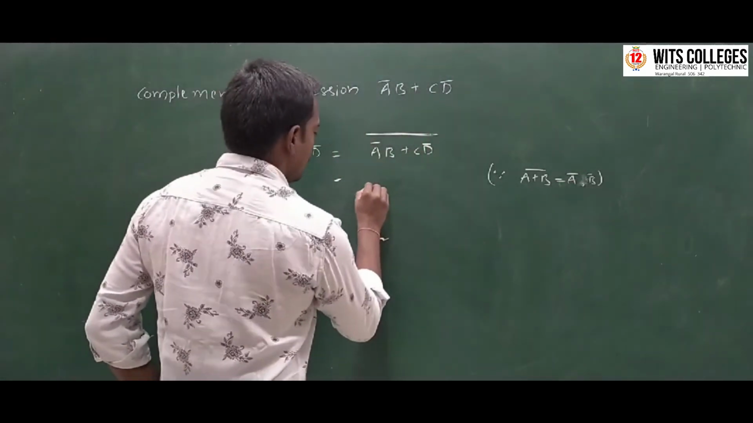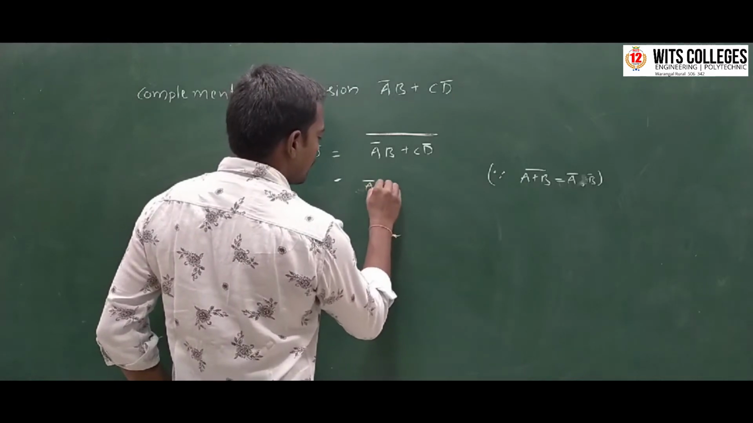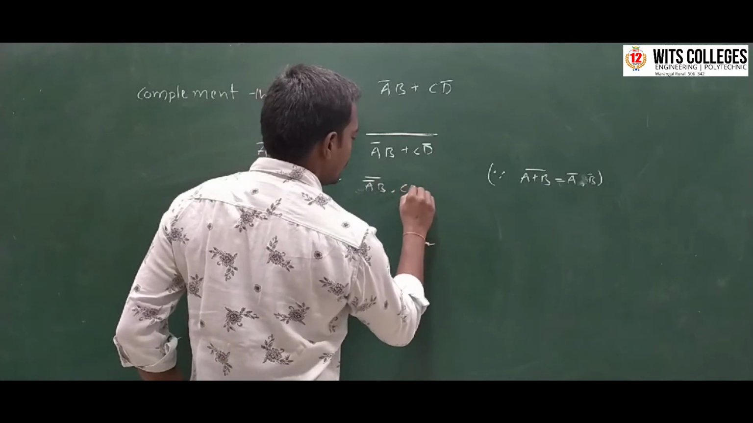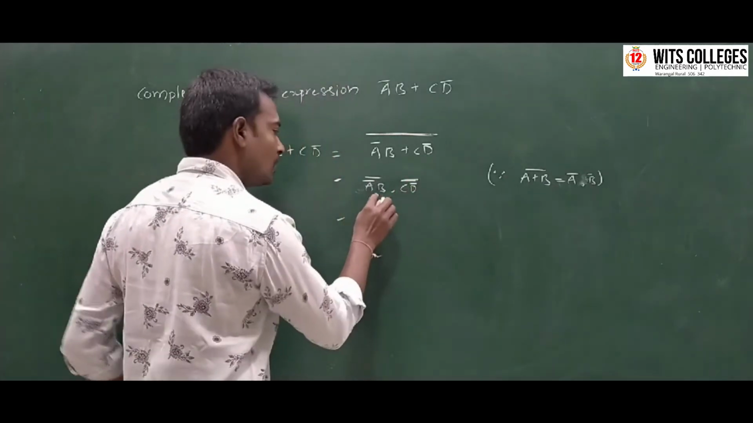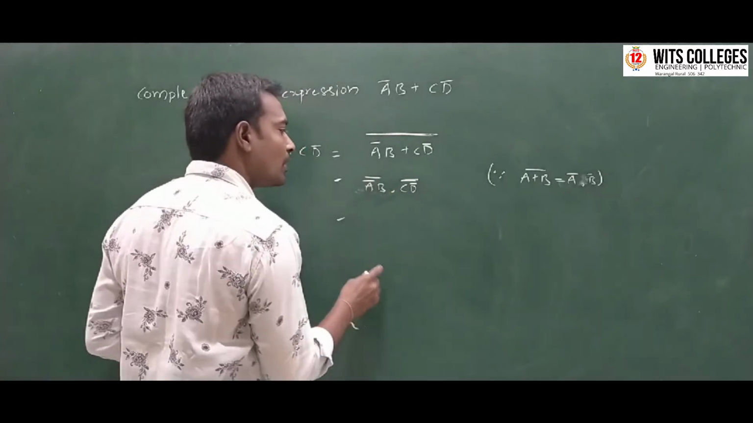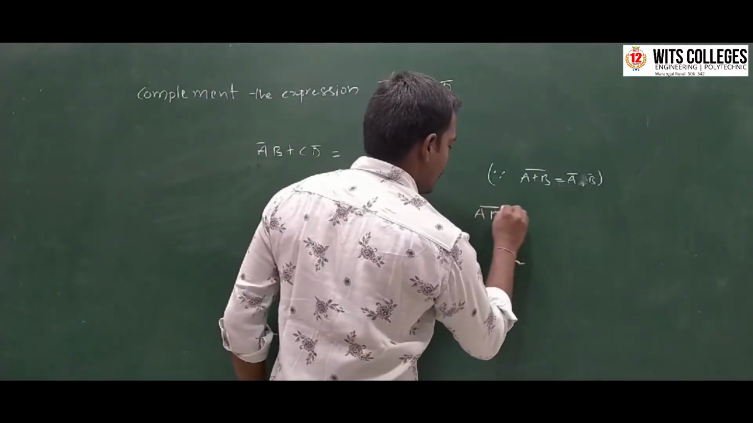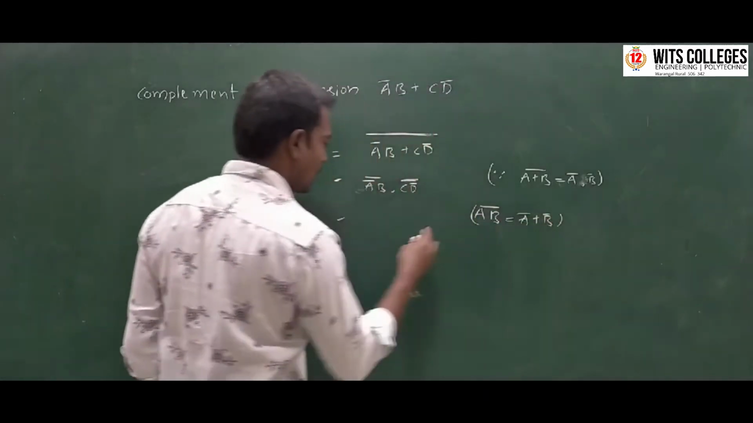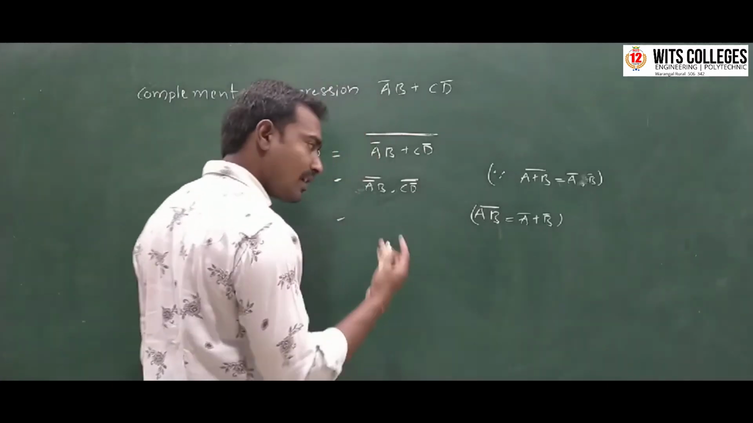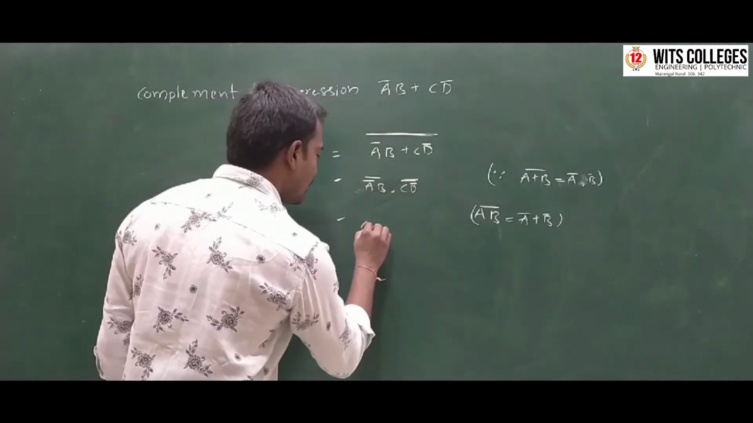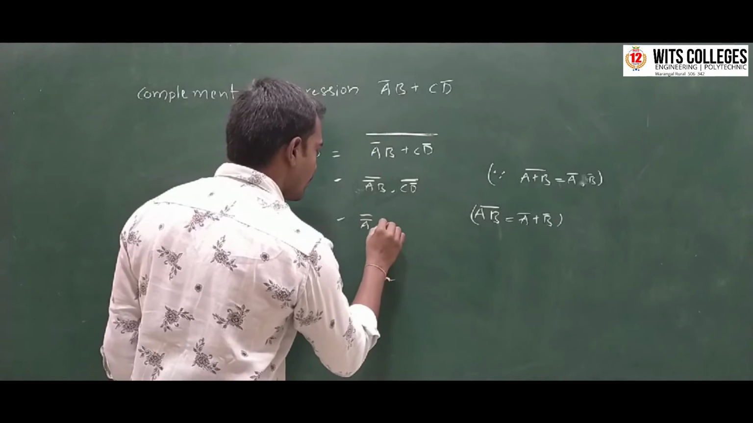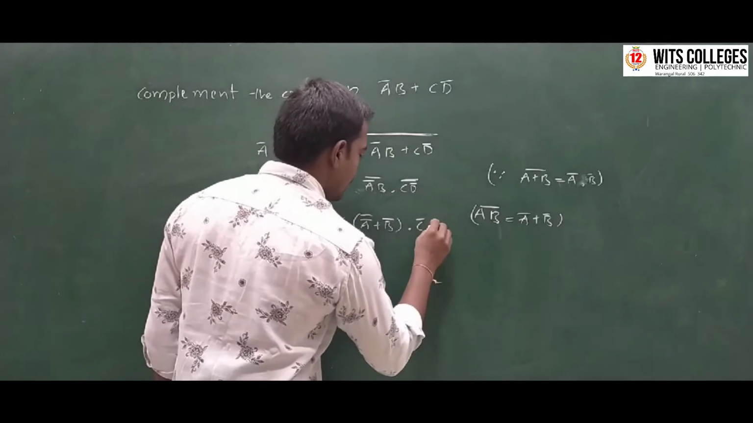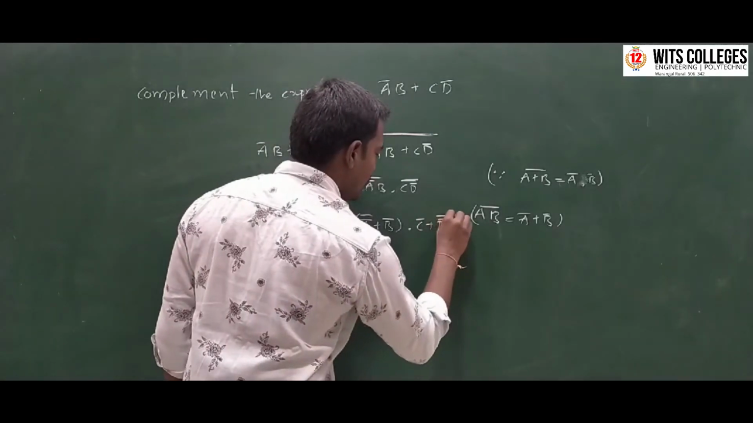So here A bar into B whole bar into C into D bar whole bar, that is equal to, here again A into B whole bar. A into B whole bar can be written as A bar plus B bar. Okay, so by using the sum of products and product of sum, we can write A bar whole bar plus B bar into C bar plus D bar whole bar.